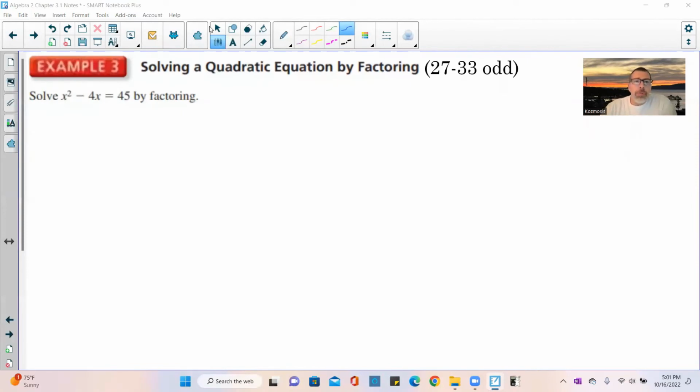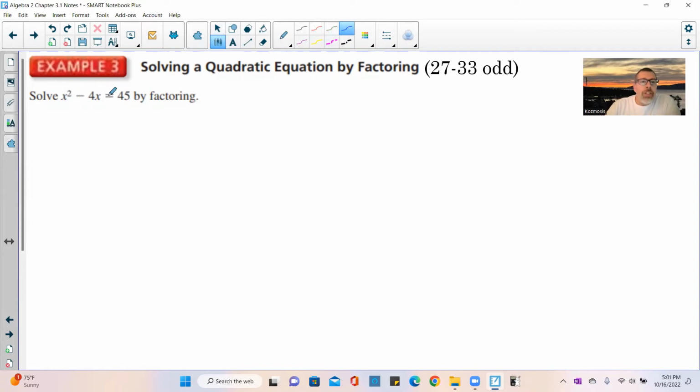All right, here's example 3, solving a quadratic equation by factoring. After this example, you should be able to do 27 through 33 odd, and you should pause the video and do them before going on to the next example. So here we go. Here is example 3.